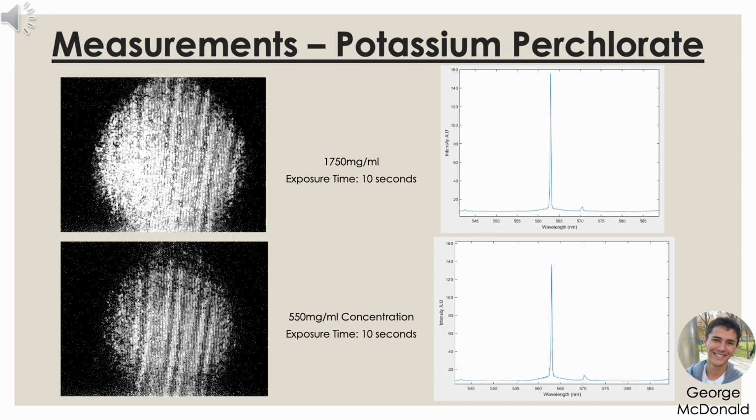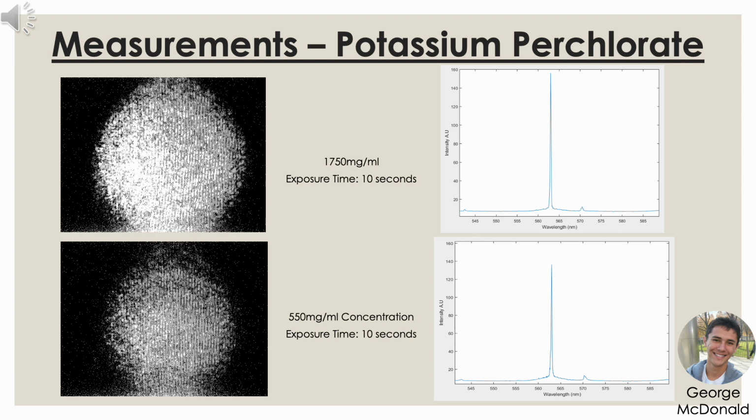So now we're going to go ahead and compare the intensity levels based off of two different concentrations. The concentrations that we had prepared were a 1750 milligrams per milliliter sample, as well as 550. For both of these images, the exposure time is set to 10 seconds, and for convenience, the scale of the images are set with a maximum count level of 160.